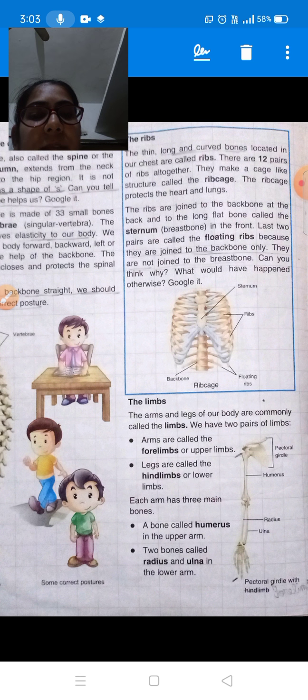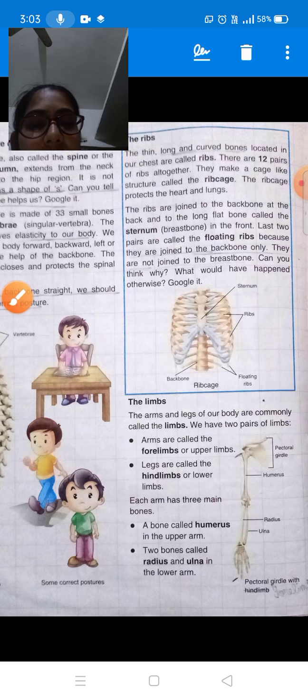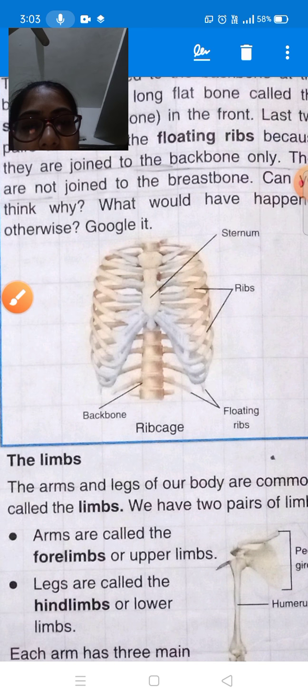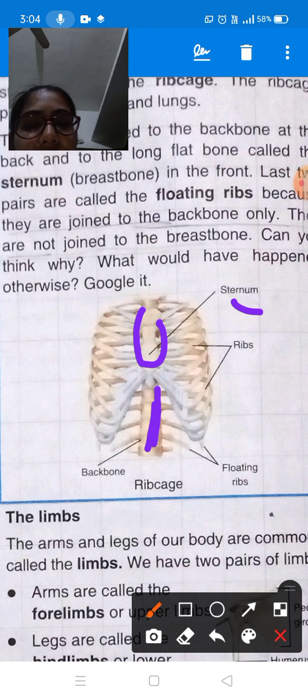The ribs are joined to the backbone at the back side, and at the front side they are attached to this bone. This bone, students, is called the sternum. So at the front, these ribs are attached to the sternum, and at the back they are attached to the vertebral column, this backbone.